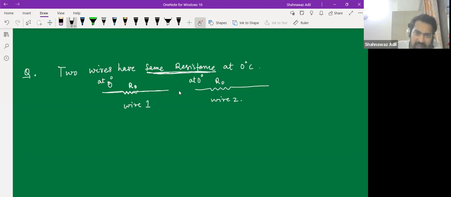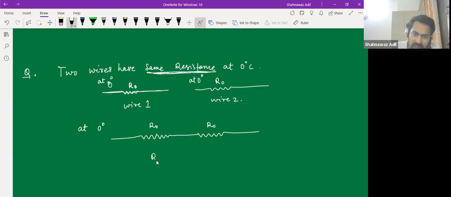And if I connect them in series at 0 degree C, this is R naught, this is R naught. So what would be the equivalent resistance? Let me write it as R equivalent naught. What would that be?